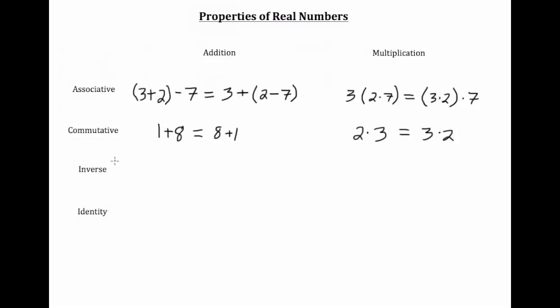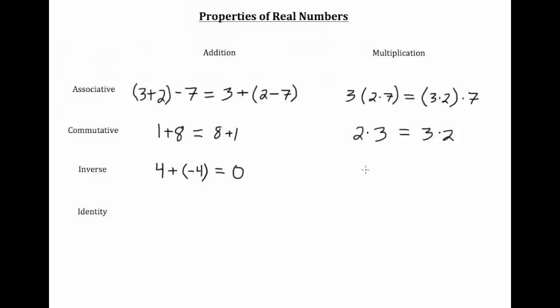Now, for example, with inverse, an inverse with addition occurs when you have a number being added with its inverse. So for example, 4, and the inverse of 4 would be a negative 4. That's going to equal 0. So when you have 4 plus its inverse, you'll get 0. And that's true for any number. If you had 7 and added it to its inverse, you should get 0.